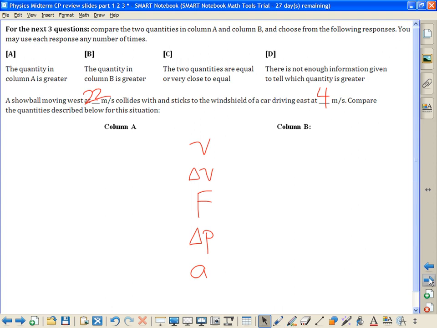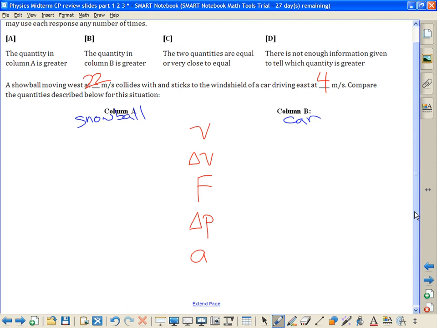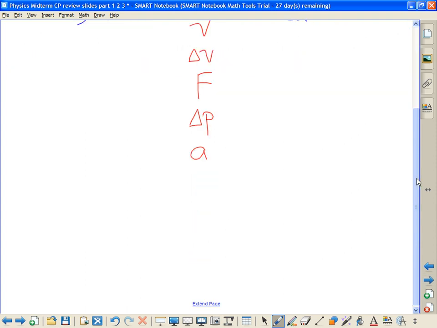Let's see. What if column A is all about the snowball and column B is all about the car? Which has a greater delta V? Write all this out. Make a sketch. Take the information they give you, they being me. You have an initial state: car, snowball. In this case, the snowball is traveling faster than the car. And you have a final state.